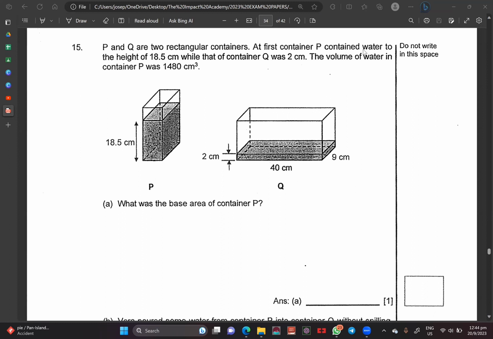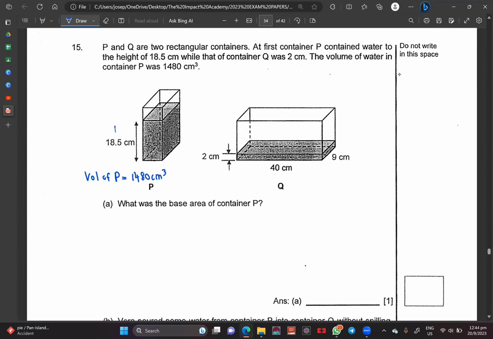At first, container P contained water to the height of 18.5 cm. So this is the height of water. And container Q was only 2 cm. So this is shown in the diagram, right? Now over here, they say that the volume of water in container P was 1,480. So what you want to do is quickly write down that the volume for P is actually equal to 1,480 cm³.